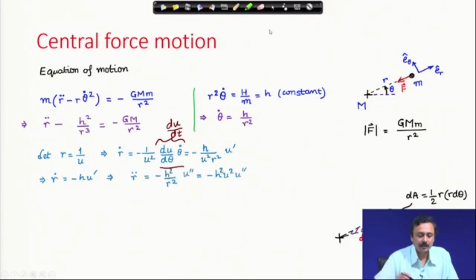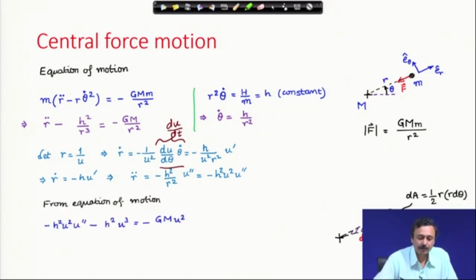This I can continue to find out r double dot, and that turns out to be, by simple algebraic steps, minus h square u double prime. So, double prime means the second derivative with respect to theta of u. So, that is the expression of r double dot.